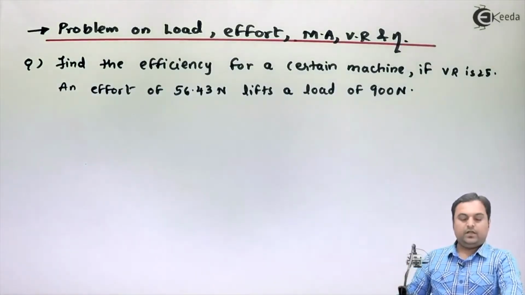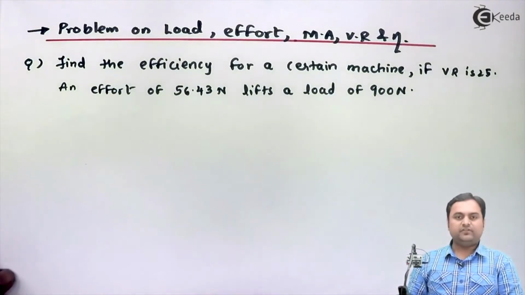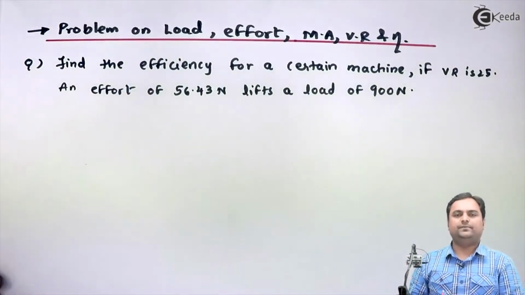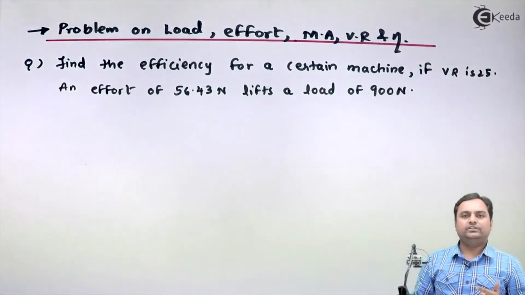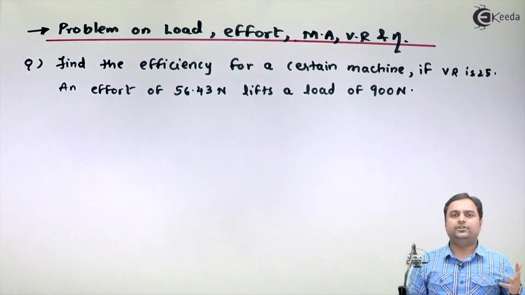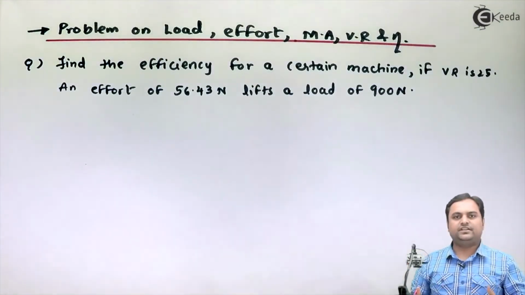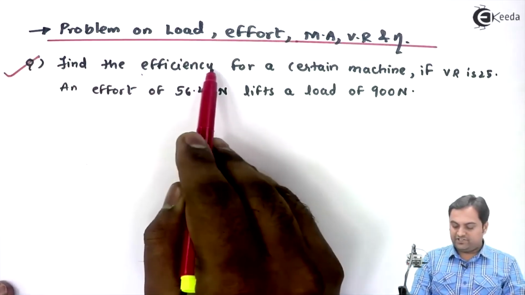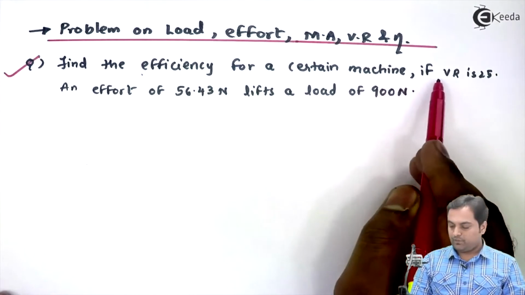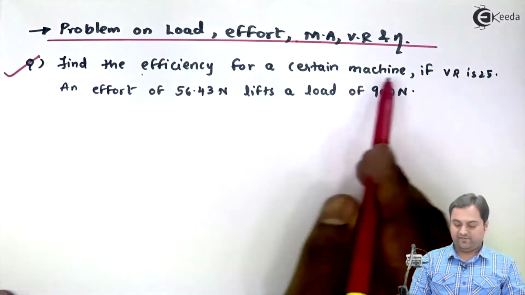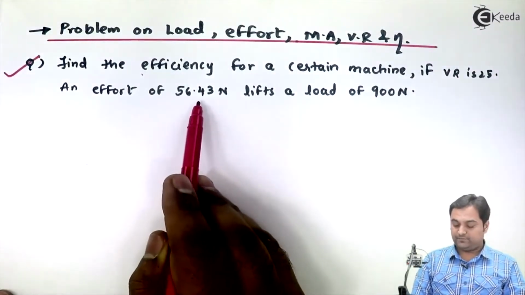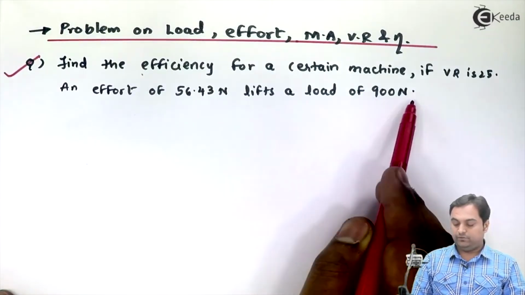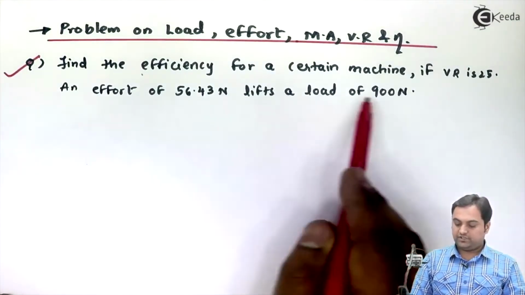Friends, in this video we will see the problems which have parameters like load, effort, mechanical advantage, velocity ratio and efficiency. Let us get started with this question. Find the efficiency for a certain machine if velocity ratio is 25. An effort of 56.43 Newton lifts a load of 900 Newton. This is the question we have.